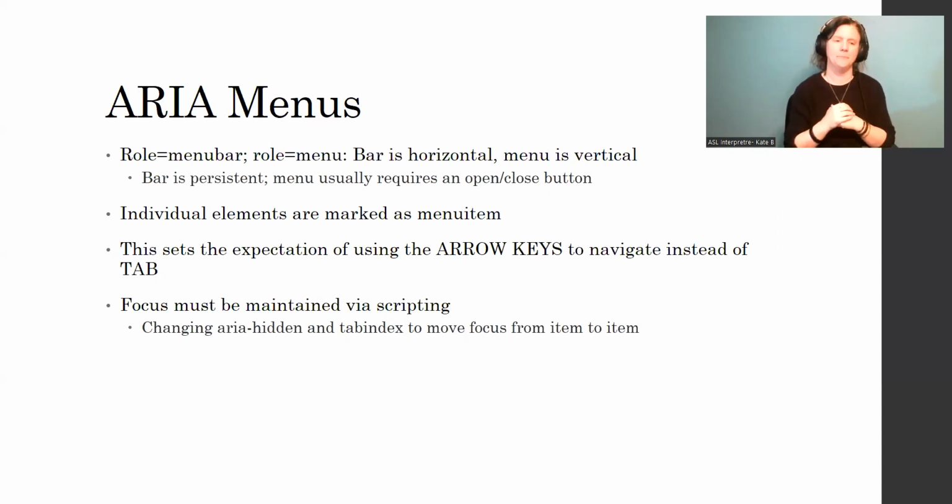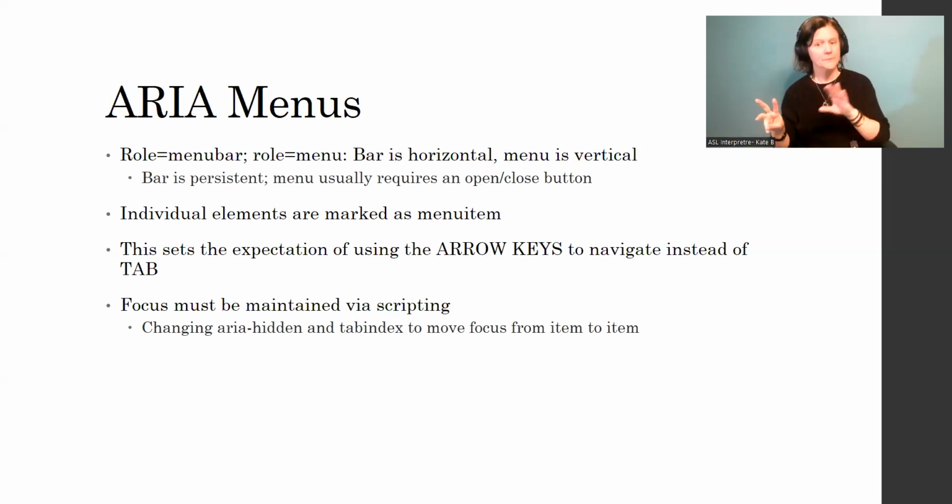The reason we do this is that it sets the expectation of using the arrow keys to navigate instead of tab. So with a lot of drop-down menus, screen reader users, when they open it, can use the arrow keys to scroll through the options rather than tabbing through all the links again. So it enables that behavior that we want. And then it sets that expectation that screen reader users are expecting their normal behaviors of, okay, I'm in a menu, I need to switch to using my arrow keys.